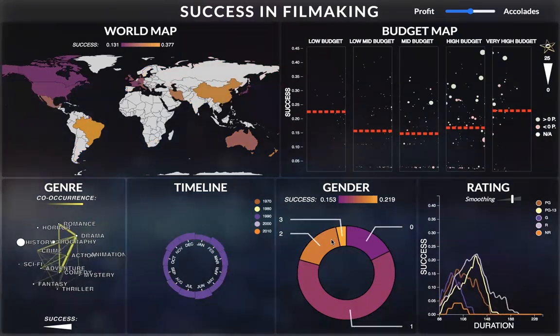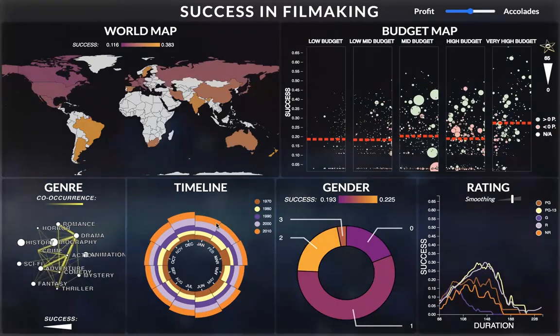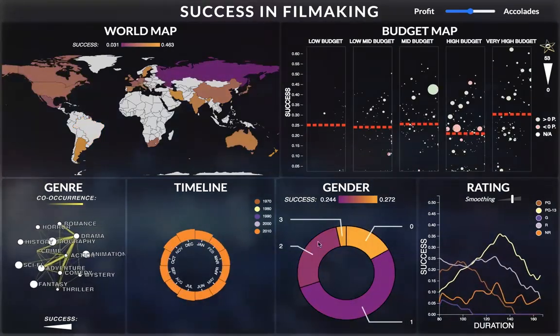the two female lead movies have gone up. We can see that history is the genre which dominates in this case. It's the most successful, and the average runtime of the movies is around 130 minutes. And one example of this is Schindler's List, which was a very successful movie. And if you now look at 2010, then we can see that the two female lead movies have relatively gone up.